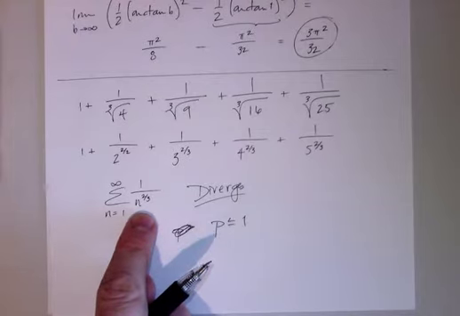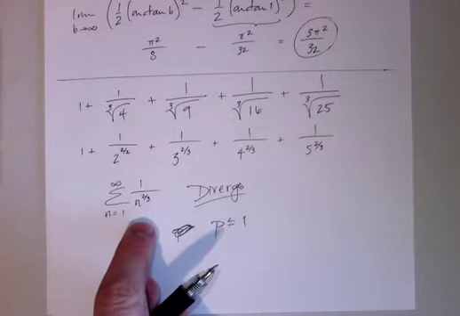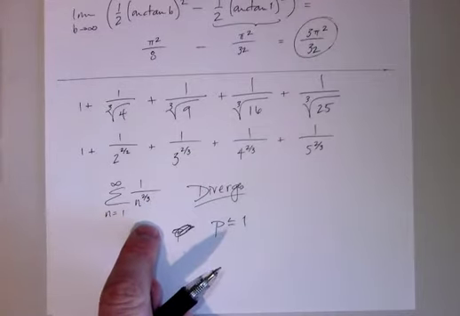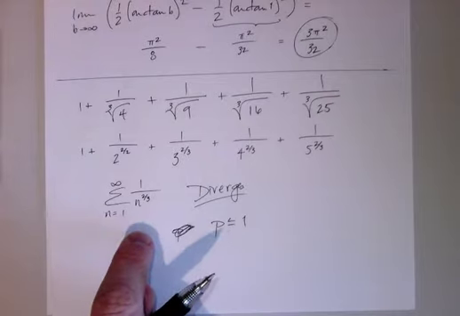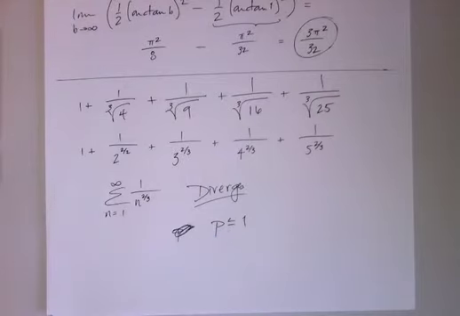It's the same rule that we had when we dealt with improper integrals of this variety. If that exponent is greater than 1, it converges. If it's between 0 and 1, it diverges.